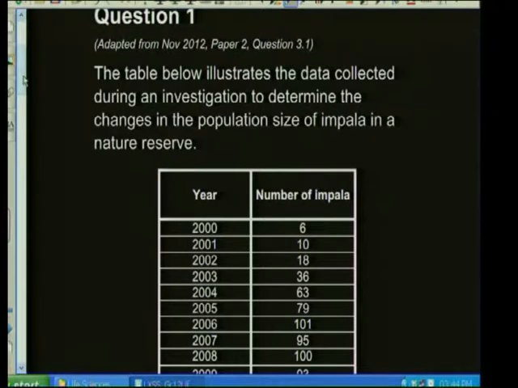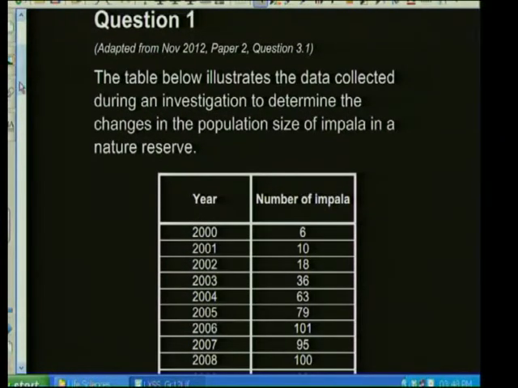Okay? What you have below is a table. I'm going to read the question. The table below illustrates the data collected during an investigation to determine the changes in the population size of impala in a nature reserve. Okay, the table gives us information about what's going to happen to impala over a certain period of time. So that's the introduction.